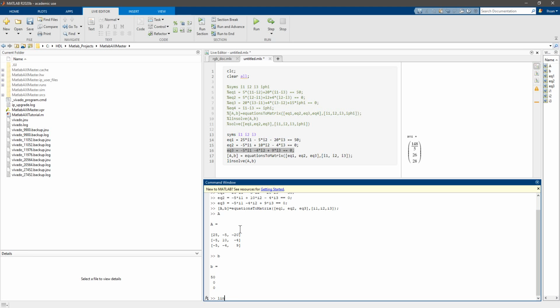So if I use this function linear solve A comma B, it's going to give me a single vector which contains the solutions, okay? I1 equals 148 over 5, which is close to 30, and I2 is 26 and I3 is 28 amps. Okay, these are the solutions for the mesh currents.